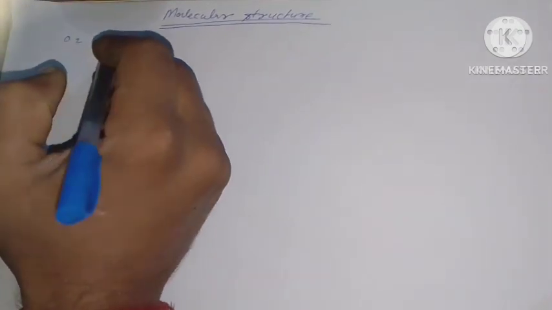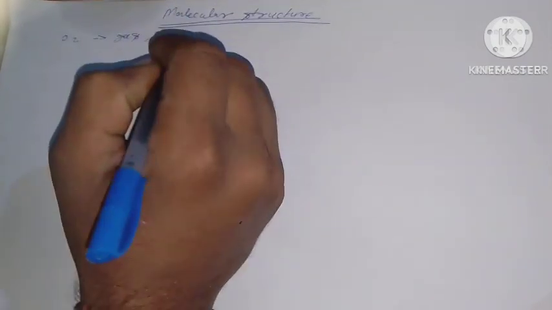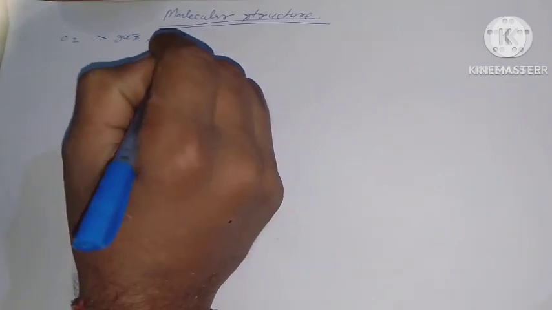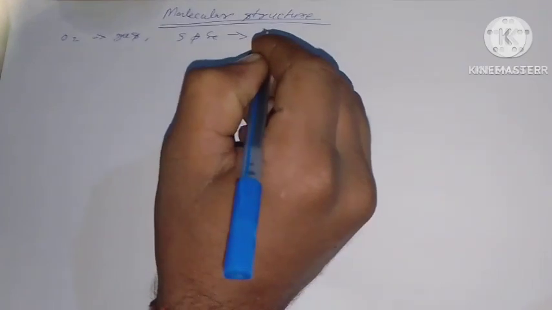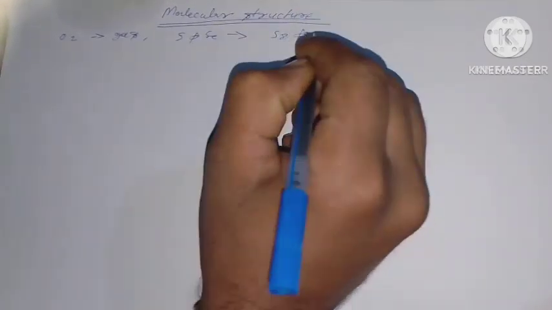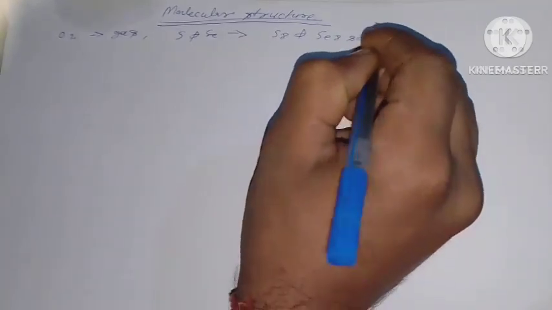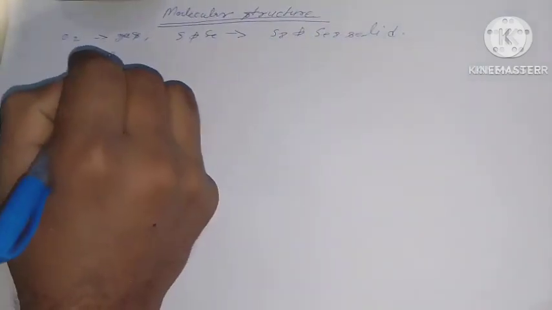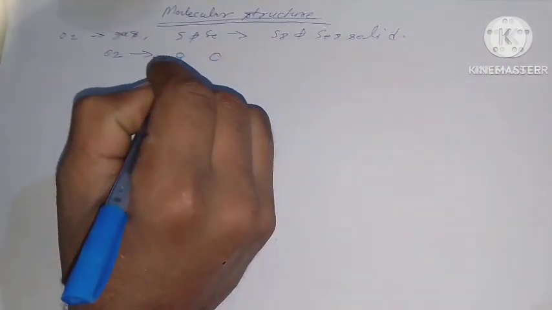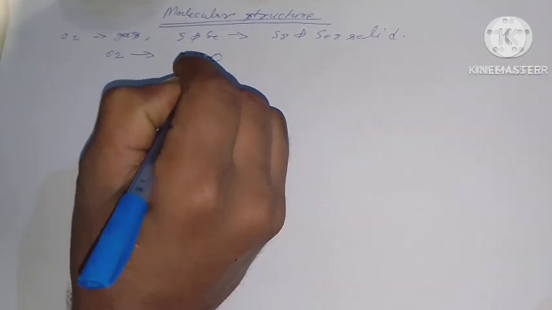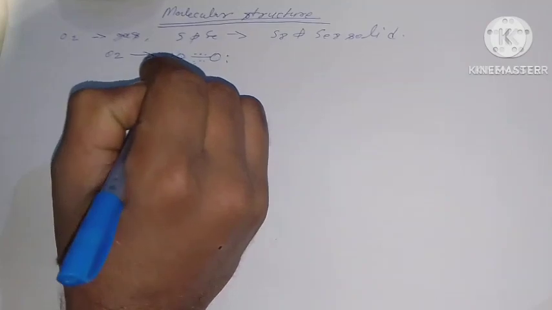Oxygen in standard state exists as oxygen gas, and sulfur and selenium exist as S8 and Se8 solid. O2, oxygen with a single bond.